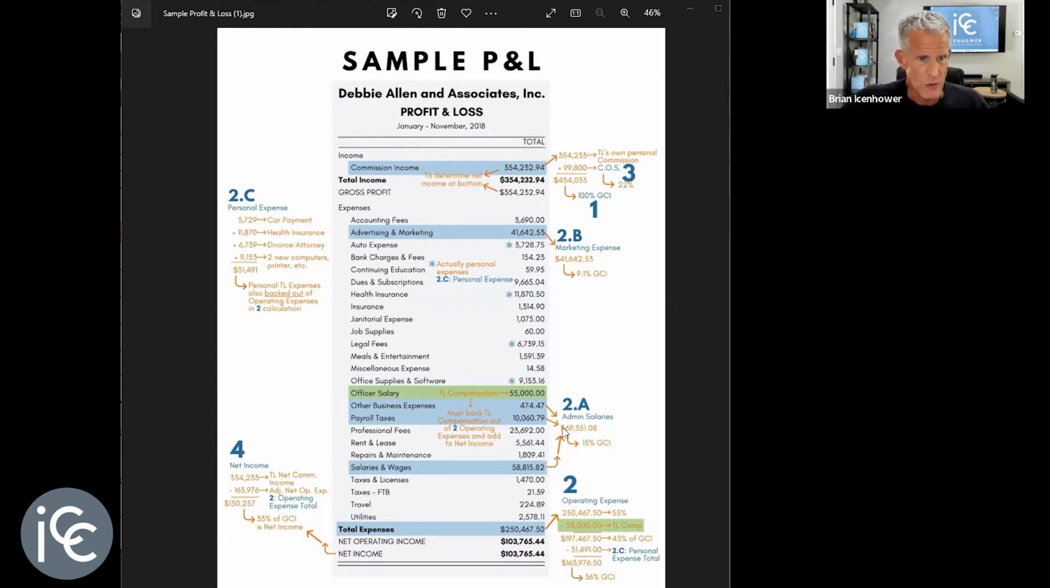Add those together and we get $69,000 in total admin salaries. We put taxes in there. Could be two people, who knows? That ends up being 15% of GCI. And we'll leave it at that for now.